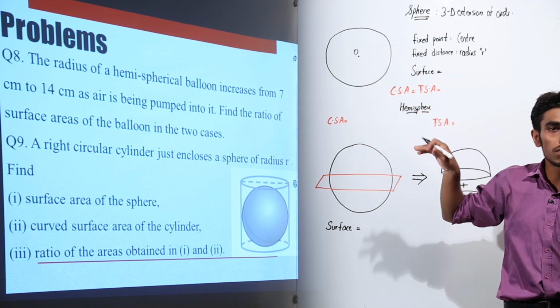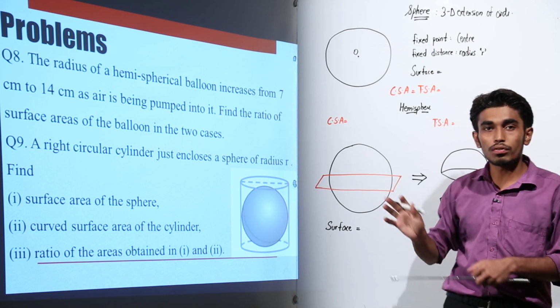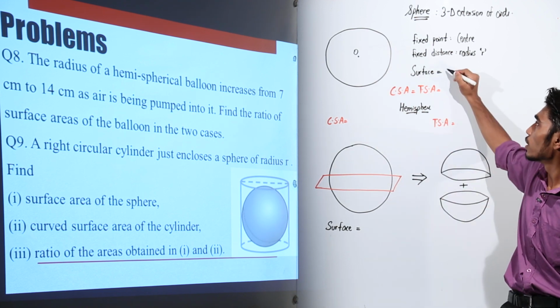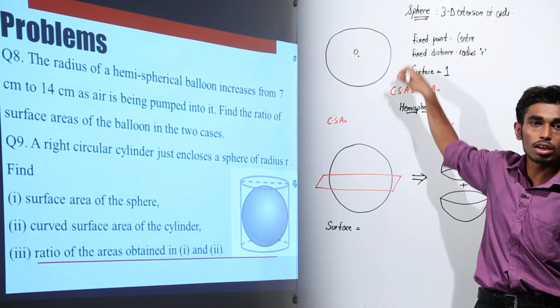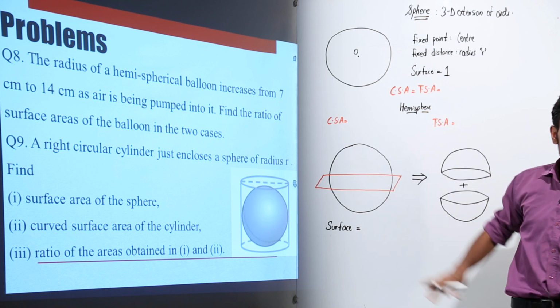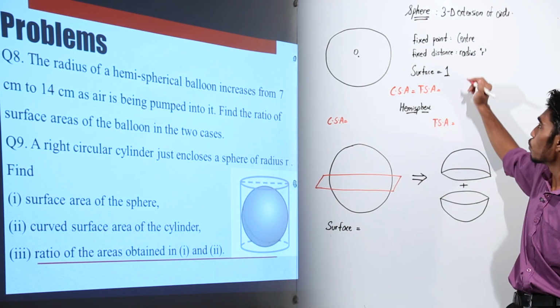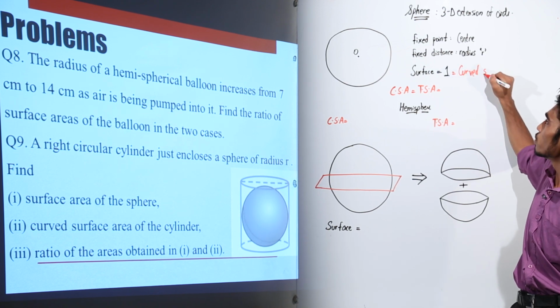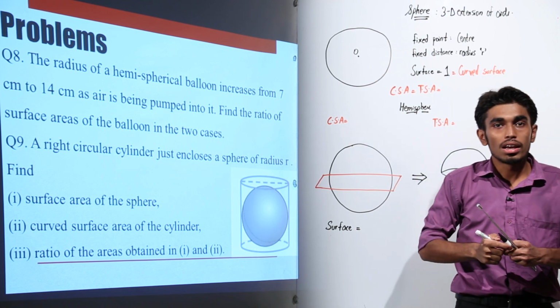Now how many surfaces does a sphere have? As we have discussed for other figures, a sphere has only and only one surface. It has only one surface, and that too is a curved surface. The only surface of a sphere is a curved surface. So I'm going to write here, it has only one surface, which is a curved surface, right? It has no flat surface, right?